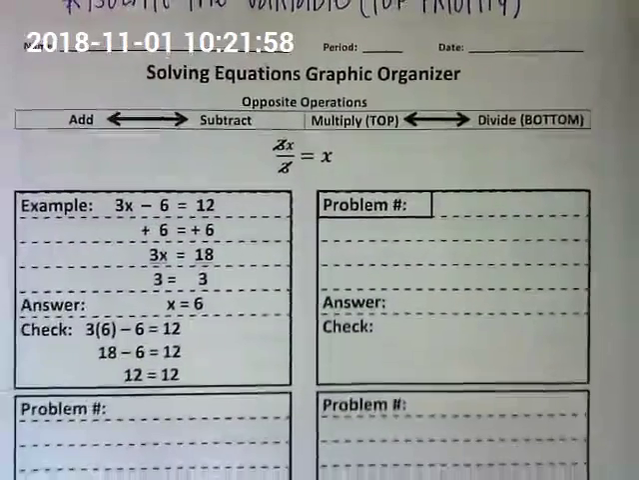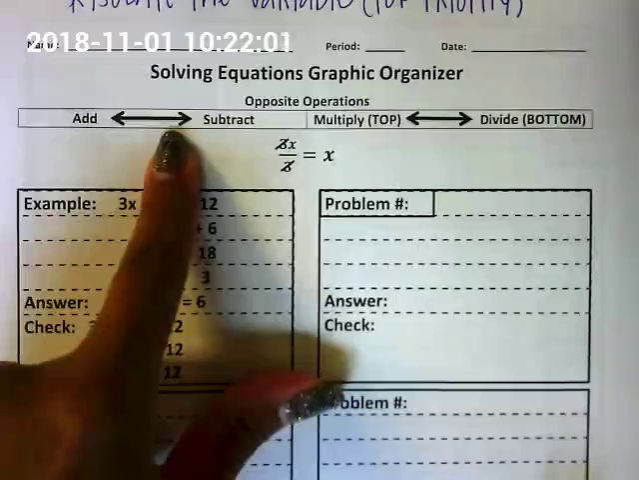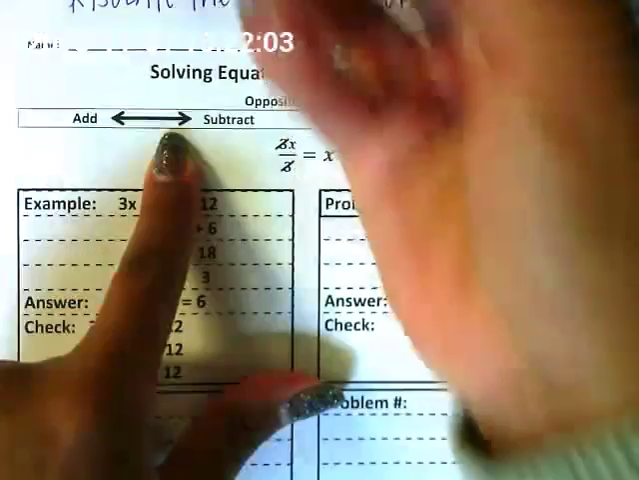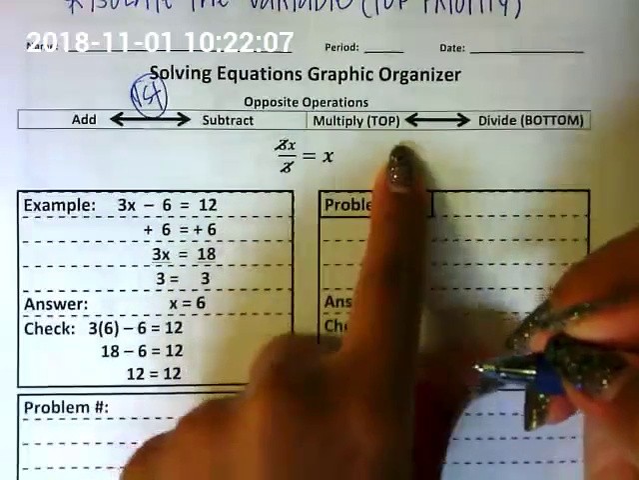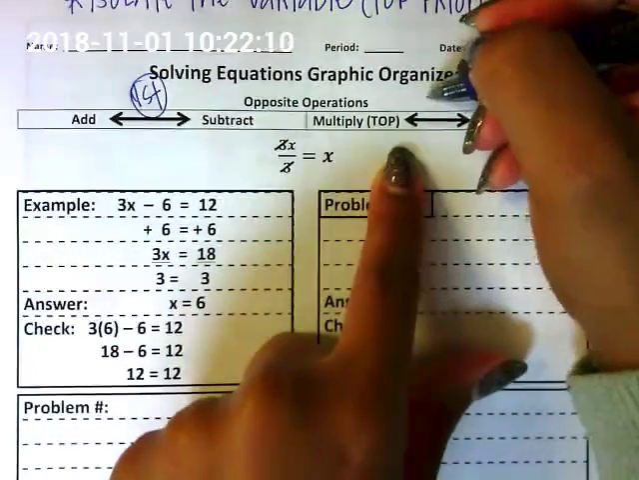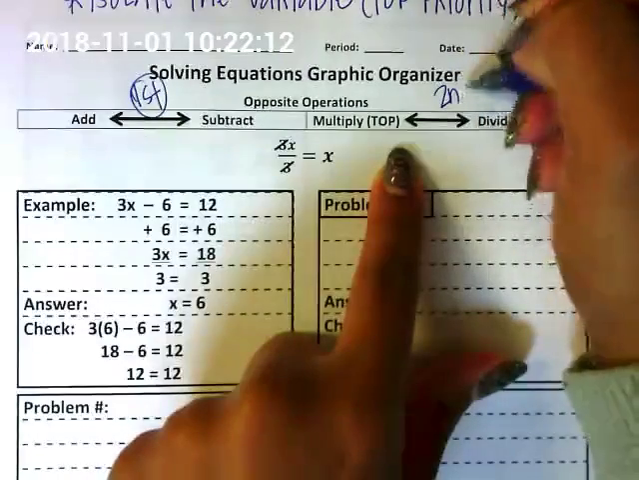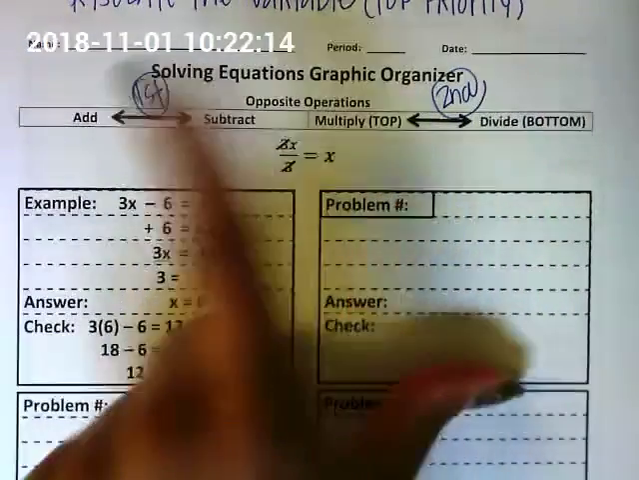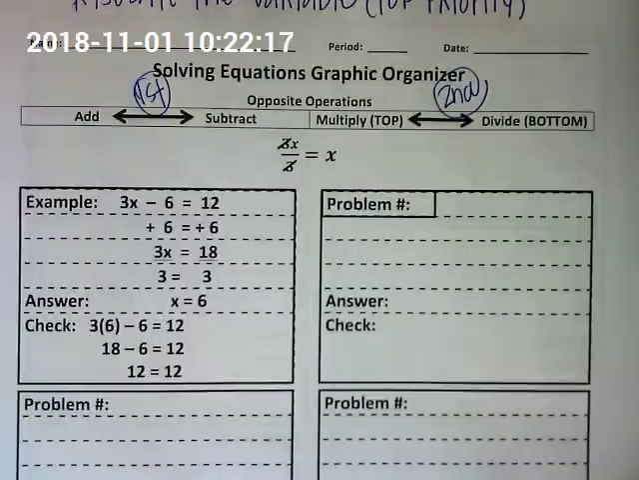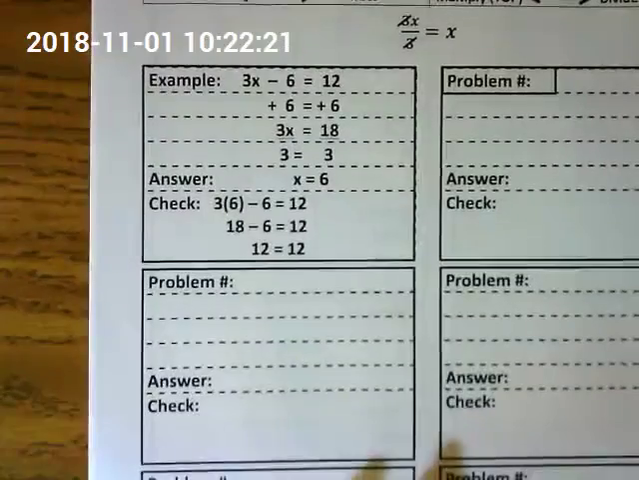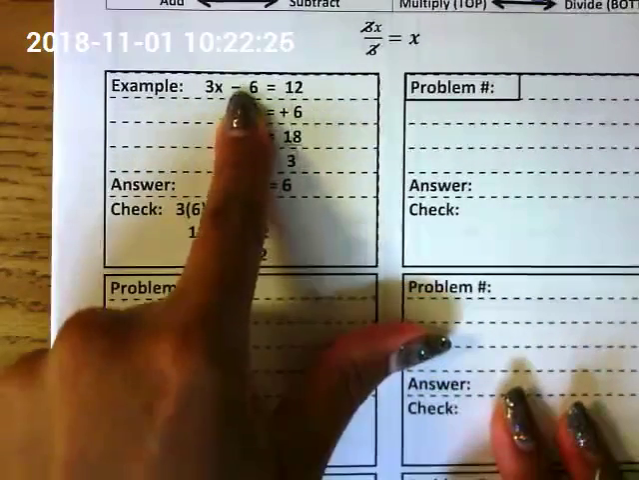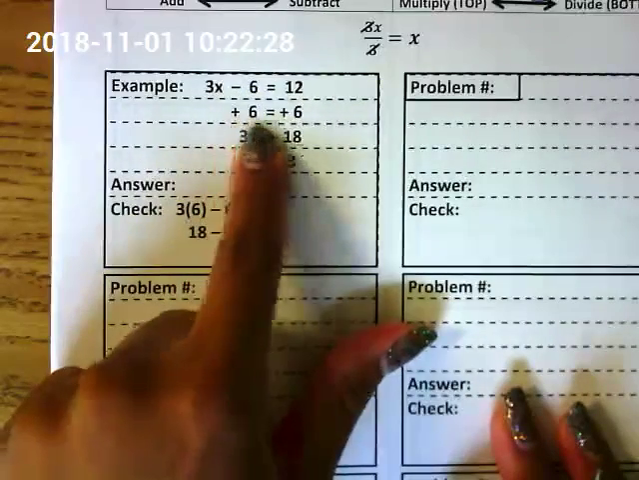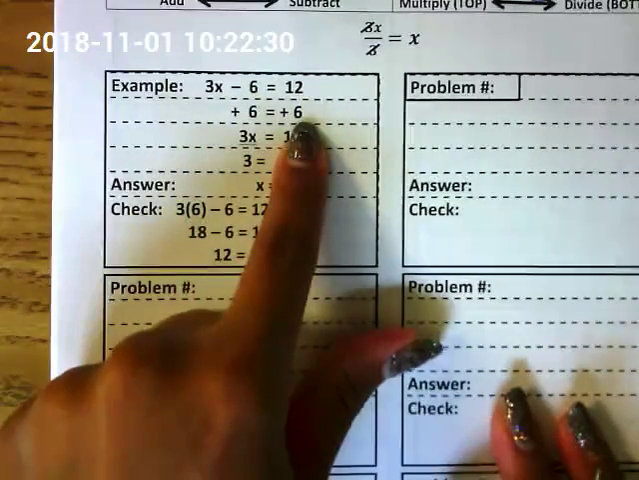Before we look at the example, we know that our first step is to undo addition or subtraction. Our second step is to undo multiplication or division. Two-step equations deal with two steps. So looking at this first problem, we have 3x minus 6 is equal to 12. Well, we need to undo subtraction, so we're going to add 6 to both sides of the equation.